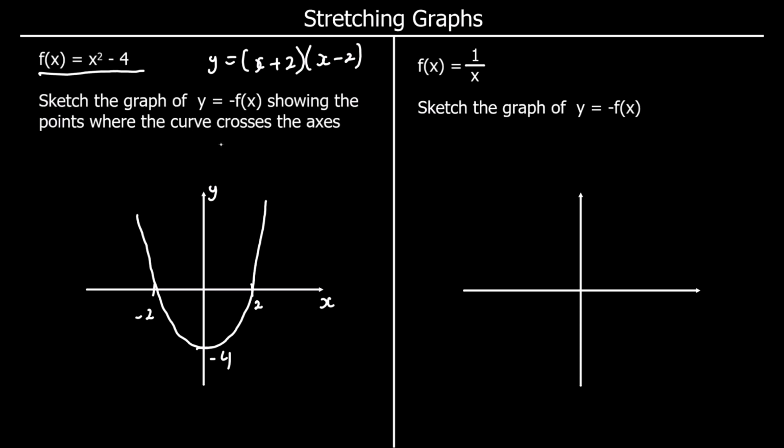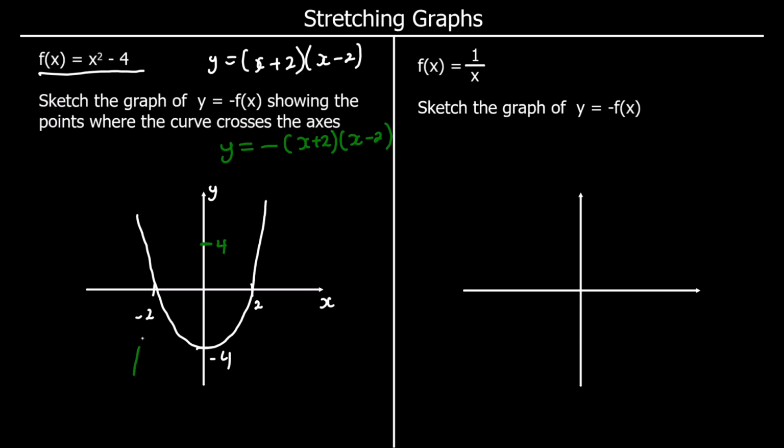And if you want the equation, it's minus x plus 2 times x minus 2. So when x equals 0 now, it's going to be negative 1 times 2 times negative 2. It's going to be a positive 4 now. All of the positive y's are going to become negative. All the negative y's are going to become positive.